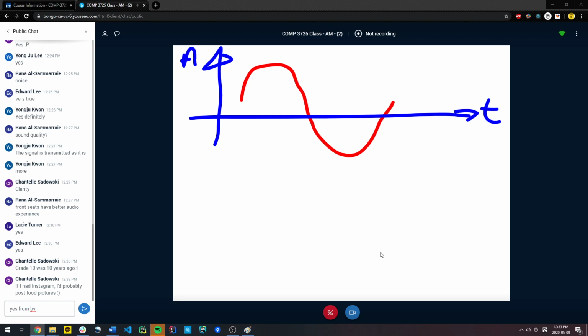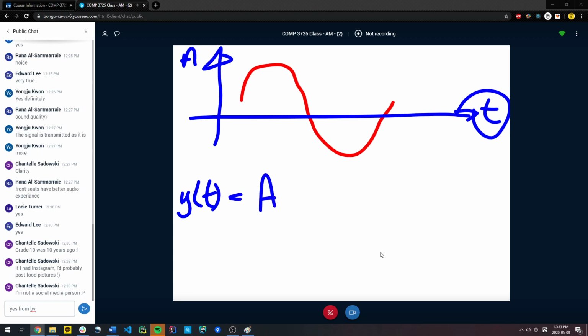Okay. When I say I want to mathematically define this, I really mean this. I'm going to take this sine wave as y with respect to time, because of this time here, is equal to A sine 2 pi f t plus theta.